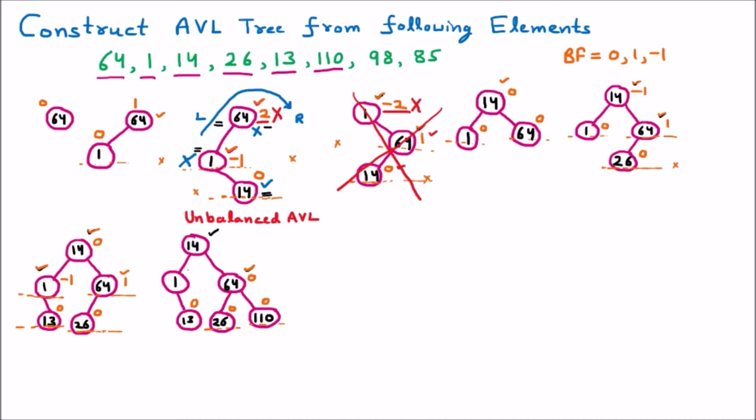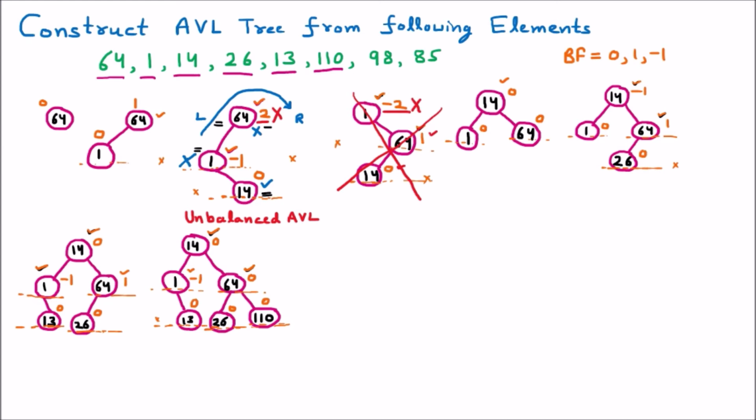Now time to find the balancing factor of node 1. Here on the left there is nothing. On the right we have only 1. So 0 minus 1 is minus 1. So the balancing factor of 1 is minus 1. Now find the balancing factor of node 14. Here on the left we have 1 and 2, two levels. On the right we have 1 and 2. So 2 minus 2 is 0. So node 14 also has balancing factor 0. So all the nodes have balancing factor 0, 1 or minus 1. This is a balanced AVL.